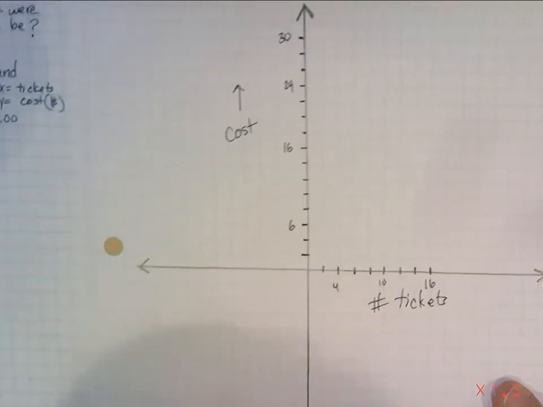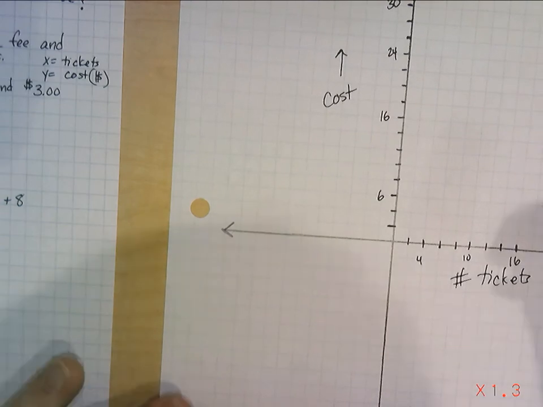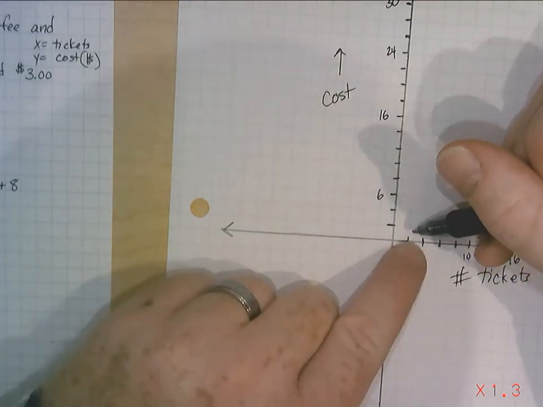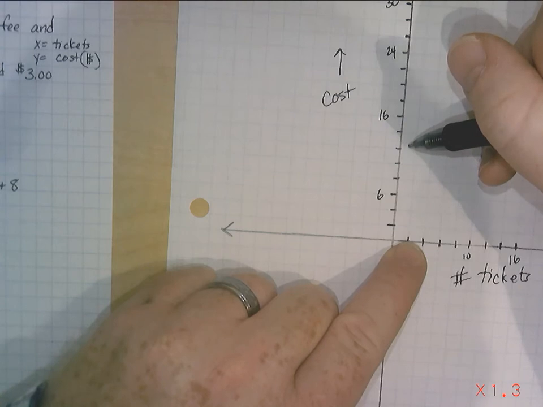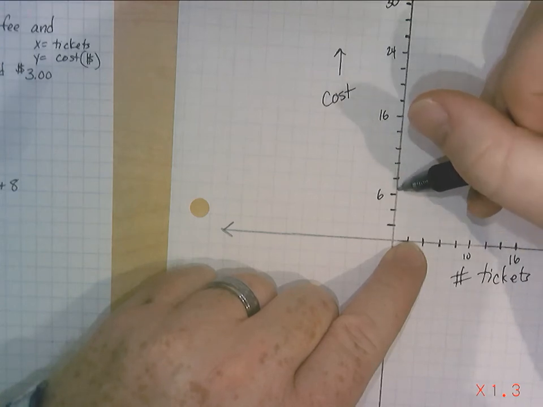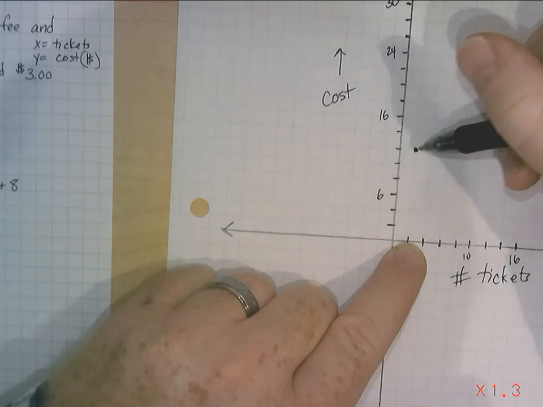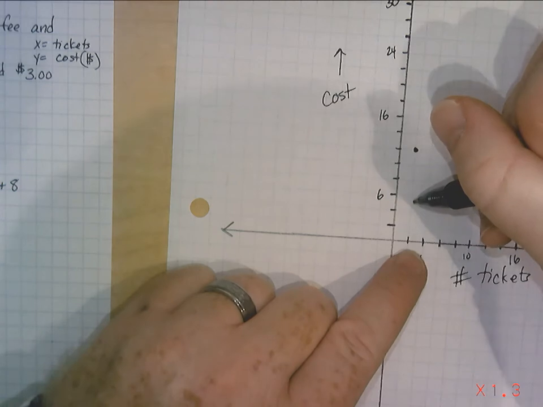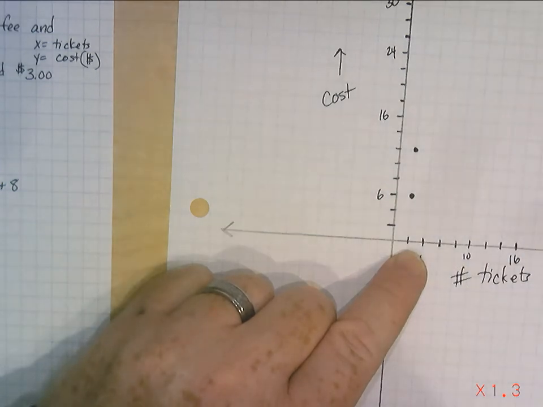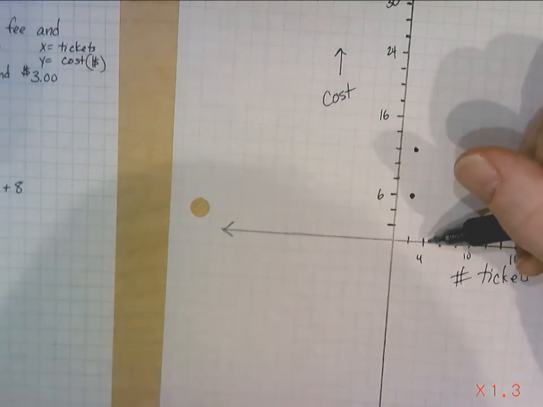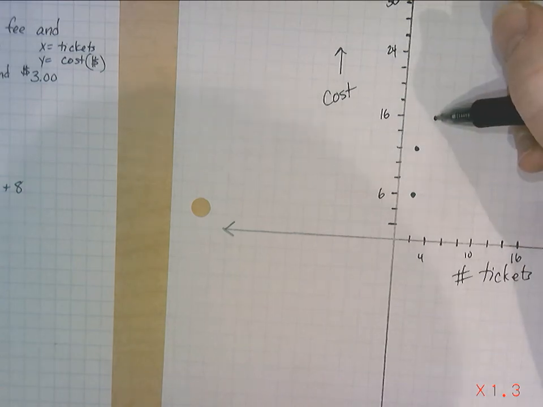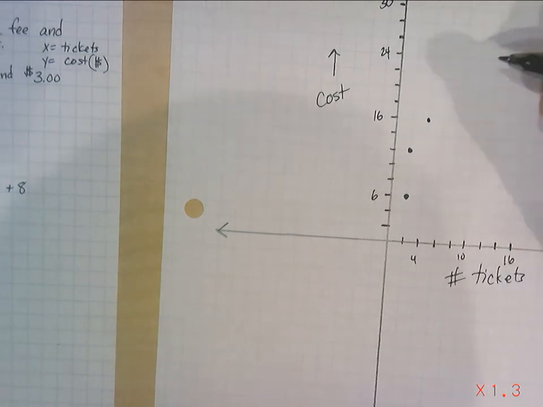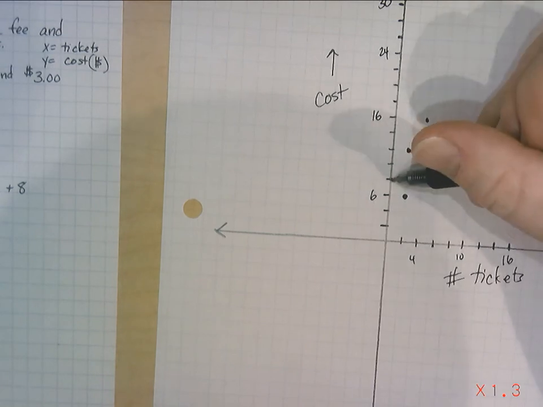So for county fair, 2 tickets, $12. So 2 tickets, $12 will be, let's see, 6, 8, 10, 12, right here. Right? For the fair extravaganza, it's 2 tickets for $6. Right? And then you keep going. 4 tickets for county fair would be 16. For the fair extravaganza, it's 12. So 6, 8, 10, 12.